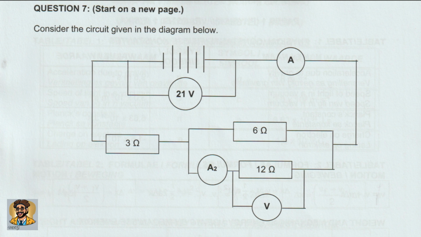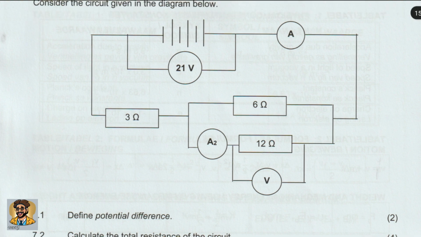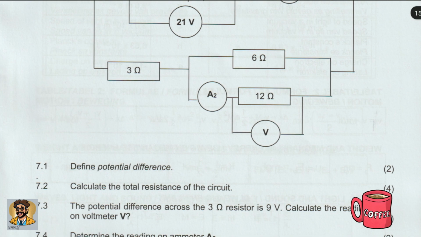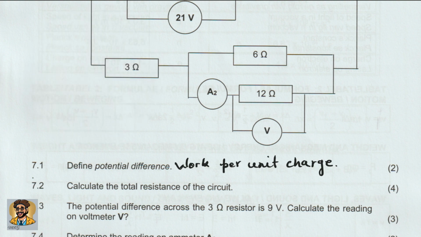This question says consider the circuit given in the diagram below, and then you have a circuit here which you have 3 resistors and you have some ammeters, some voltmeters to measure potential difference and current on some parts of the circuit. Question 7.1 says define potential difference, and then we can say that it is work per unit charge. So potential difference is work per unit charge. Note that that is the formula. Potential difference, if you write it in symbol, is equal to W divided by charge.